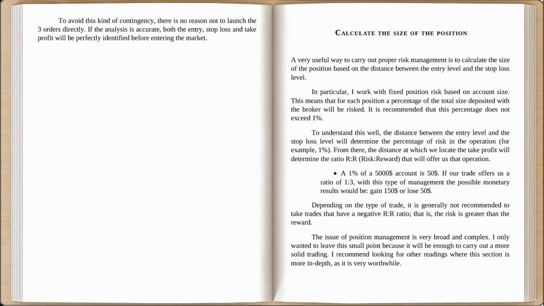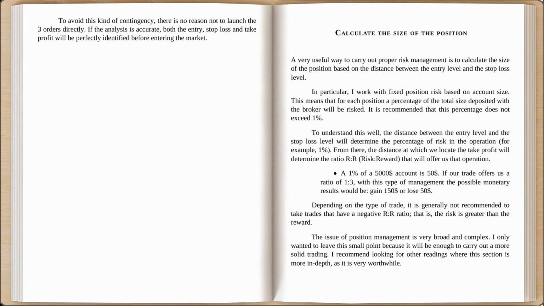Calculate the size of the position. A very useful way to carry out proper risk management is to calculate the size of the position based on the distance between the entry level and the stop loss level. In particular, I work with fixed position risk based on account size. This means that for each position a percentage of the total size deposited with the broker will be risked. It is recommended that this percentage does not exceed 1%.